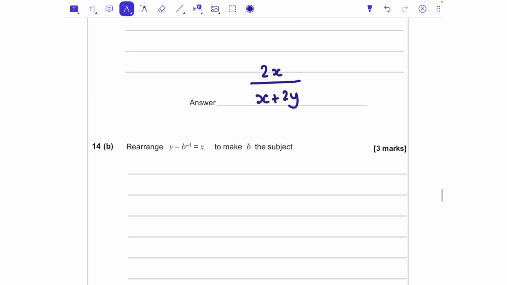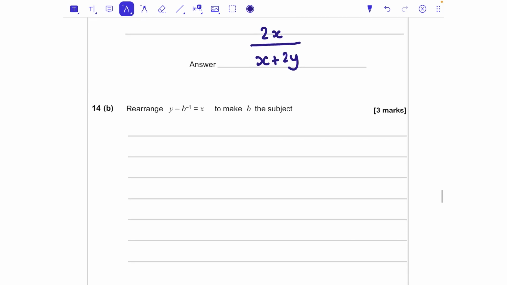Okay, question 14b, rearrange y minus b to the power of minus 1 equals x. So the first thing I'm going to do here is say, well, what is b to the power of minus 1? B to the power of minus 1 is the same as 1 over b. Okay, we do the reciprocal of b and then raise it to the power of 1, which just keeps it the same. So I'm going to write this again. I'm going to say that this is y, take away 1 over b equals x.